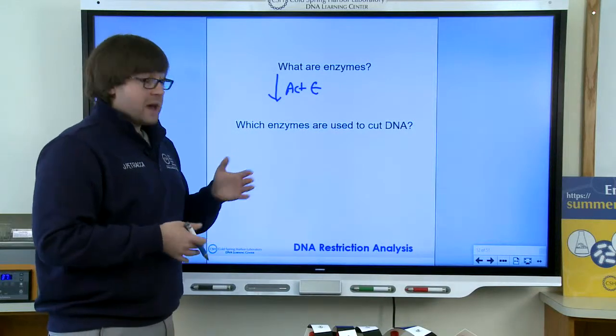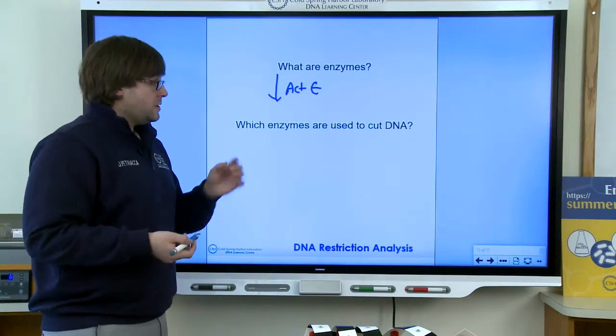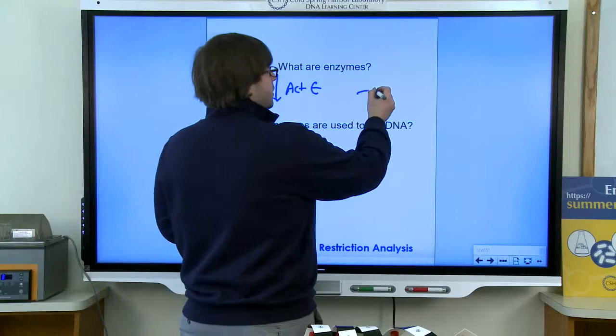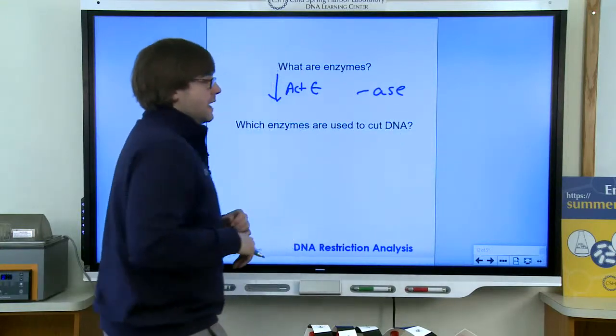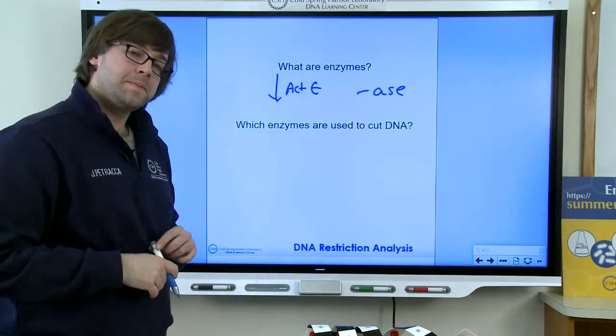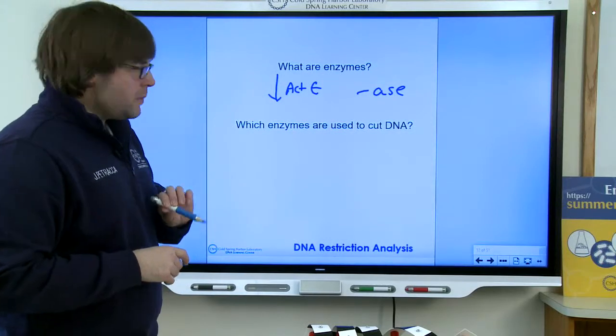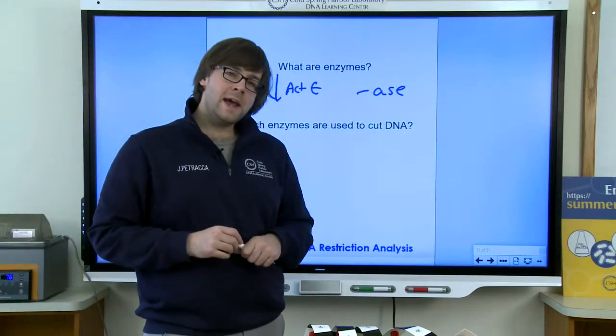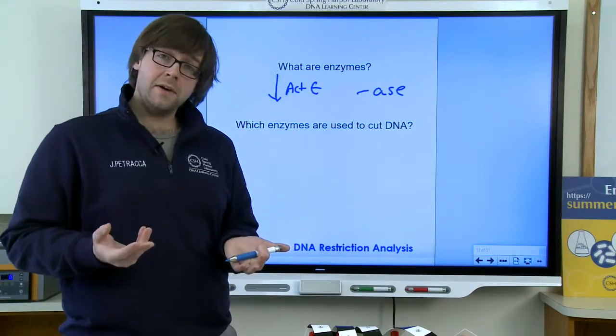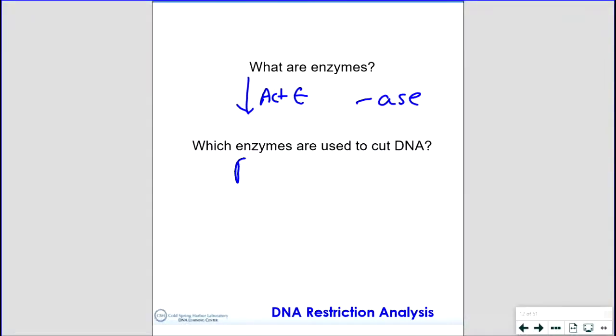Now, enzymes in biology, you may know when you see them written by the last 3 letters, A-S-E. They have that at the end of their name. So do we have any enzymes that could be used to cut DNA? As it turns out, there are enzymes called restriction enzymes that can be used to cut DNA.